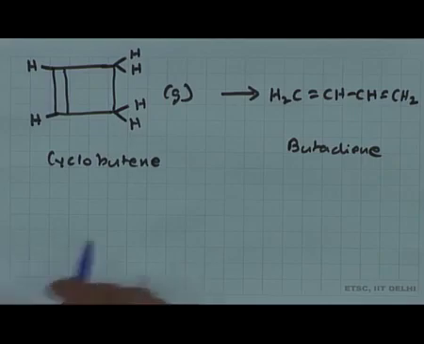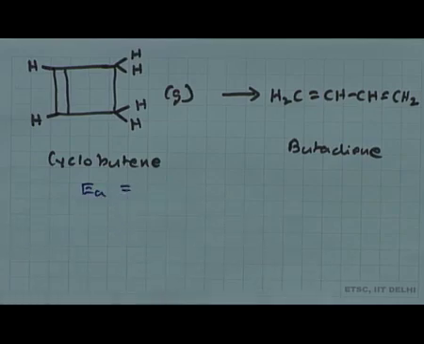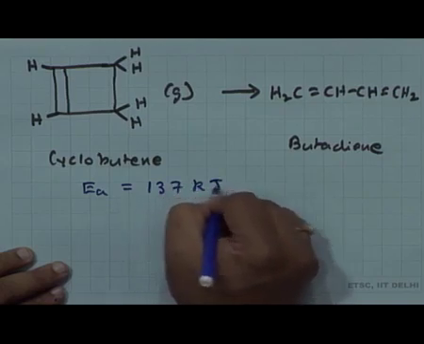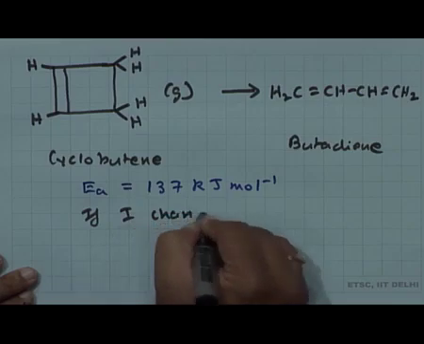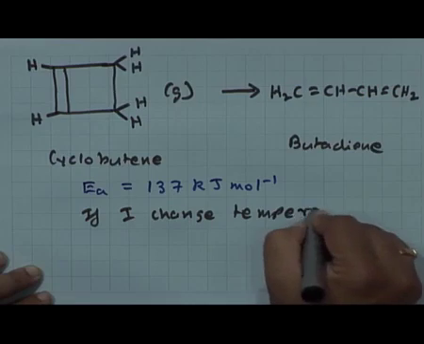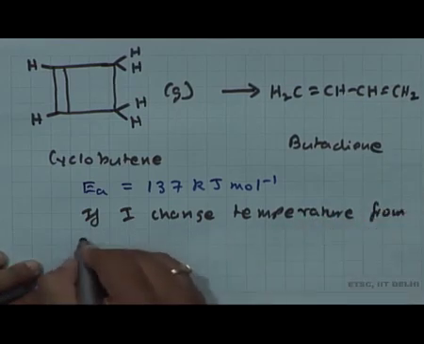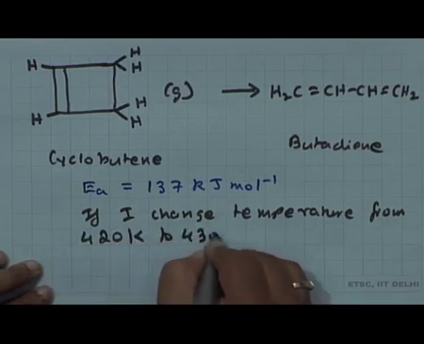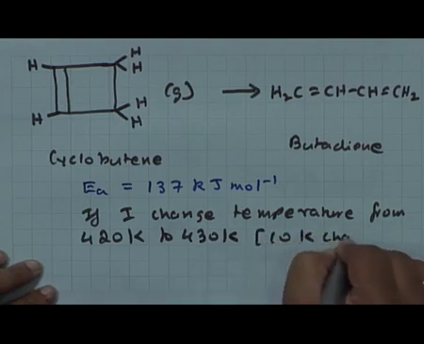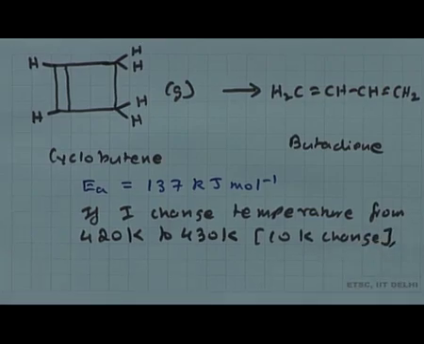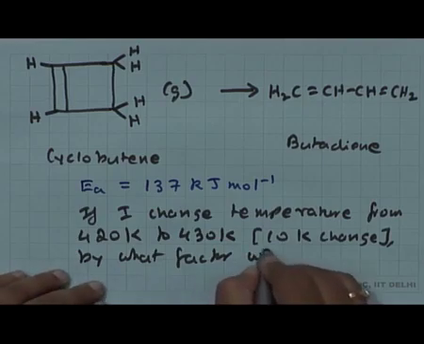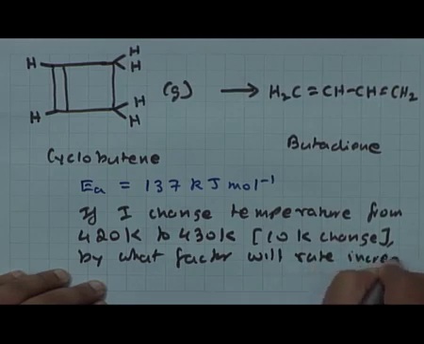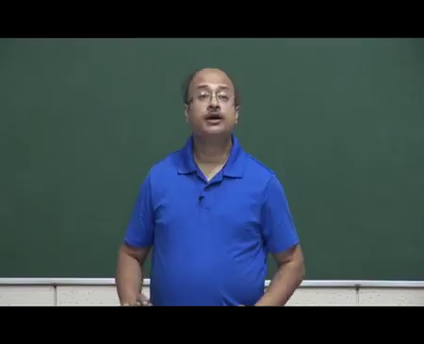What you are told is that the activation energy EA for this reaction is 137 kilojoule per mole. What you are also being asked now, if I change temperature from 420 Kelvin to 430 Kelvin, that is a 10 K change. There is a 10 K change. By what factor will the reaction rate increase? Okay. By what factor will the reaction rate increase?